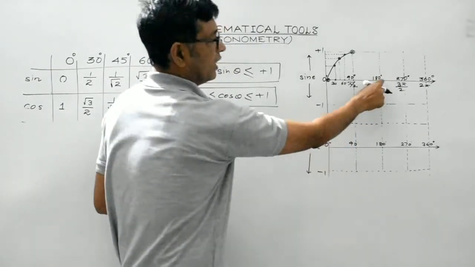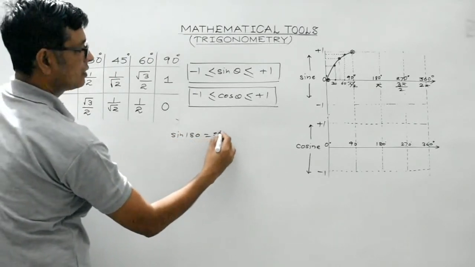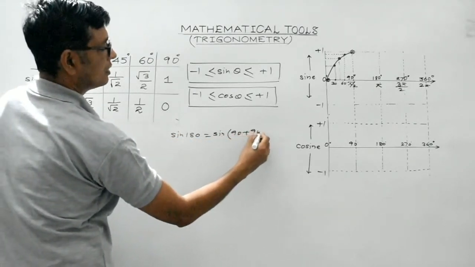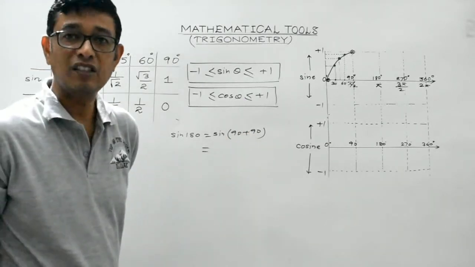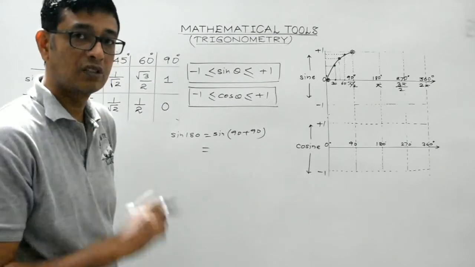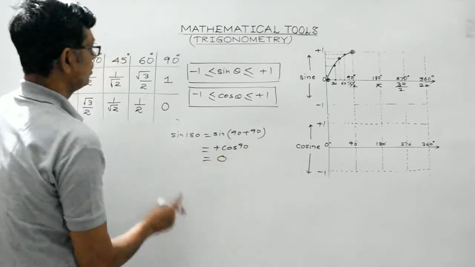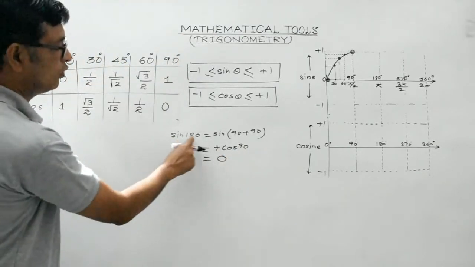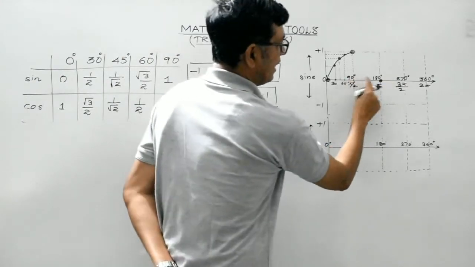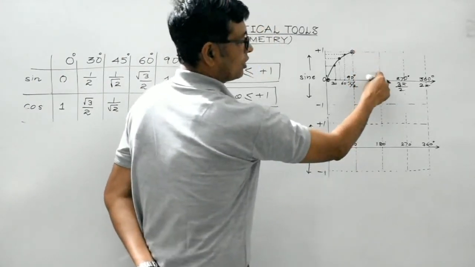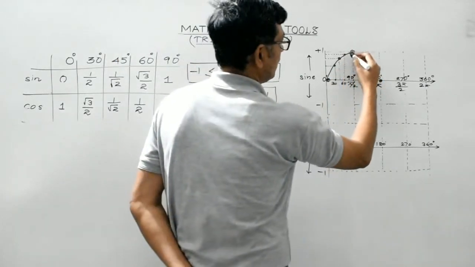For sine 180 degree, let's solve it. Sine 180 degree is sine 90 plus 90. This is in the second quadrant. Sine 90 plus theta, in the second quadrant, sine is positive. So it will be plus cos 90, and cos 90 students, is 0. So sine 180 is 0. So this will be the point. Between 90 and 180, if you plot the points, it will be a freehand curve. They won't lie on a straight line. So it will be like this.